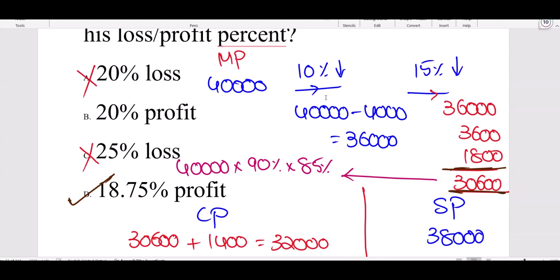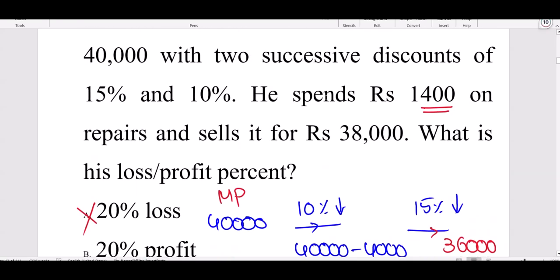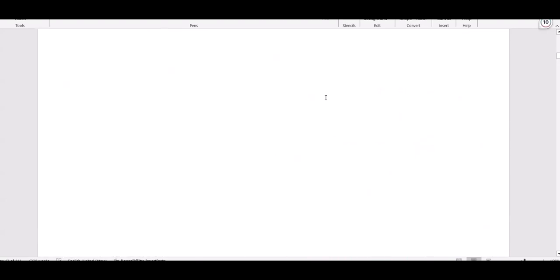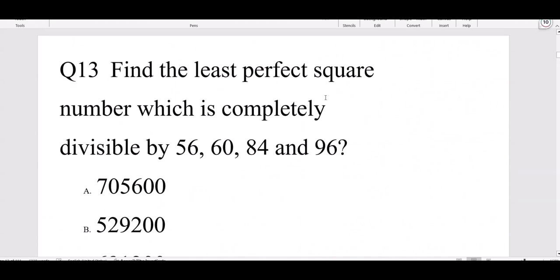19, 19. Done it. 13. Yeah, almost we are going through every question, it seems. The 13th one. Good question again. The least perfect square number which is completely divisible by 56, 60, 84 and 96.